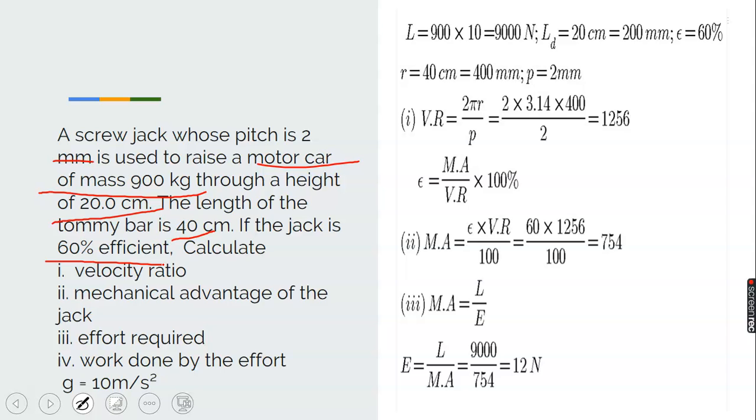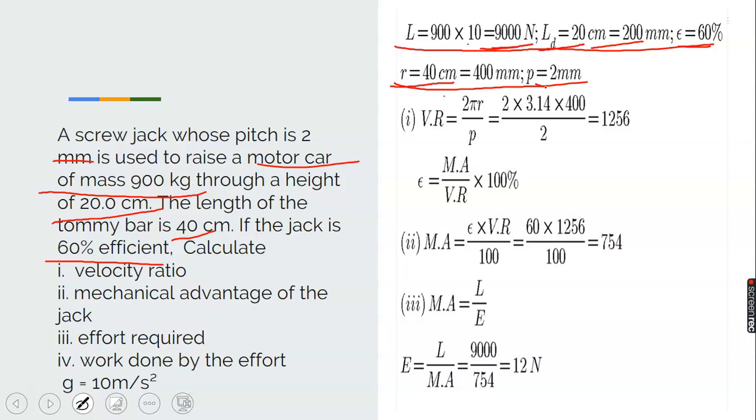Now, the first thing is you list out the parameters which you are given. We are given the load in kilogram. You multiply by 10 to give you in Newton. Then the load distance is 20 centimeter, I converted it back to millimeters. Then efficiency is 60% and radius, that is the length of the tommy bar, is 40 centimeter, which I converted back to millimeter. And the pitch is 2 millimeter. I want all those units to be in the same unit.